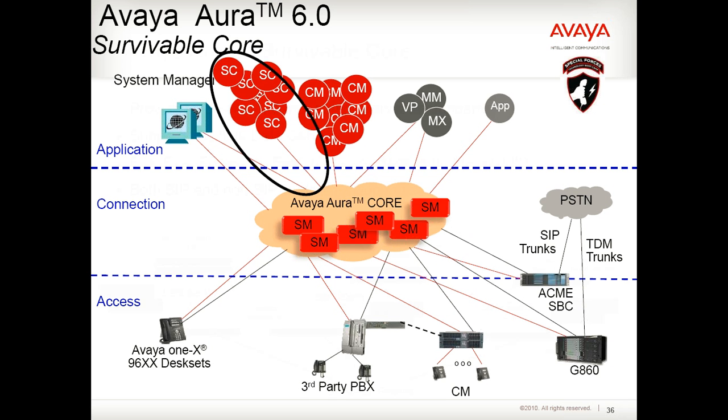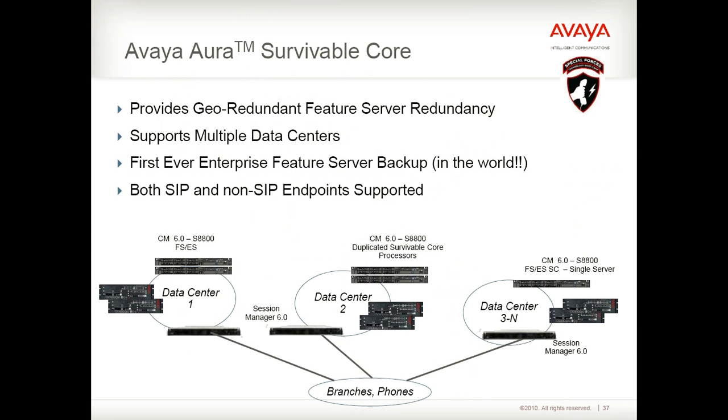Some of the benefits to this is it provides a geo-redundant feature server. So if you're running a feature server model, geo-redundancy meaning it doesn't have to be in your primary data center. You can put it anywhere, and as long as there's connectivity back to your Session Manager and System Manager, you have that type of geo-redundancy. And feature servers, a lot of vendors have them, but this is the first enterprise feature server backup ever offered in the market. Notice both SIP and non-SIP endpoints are supported for this.